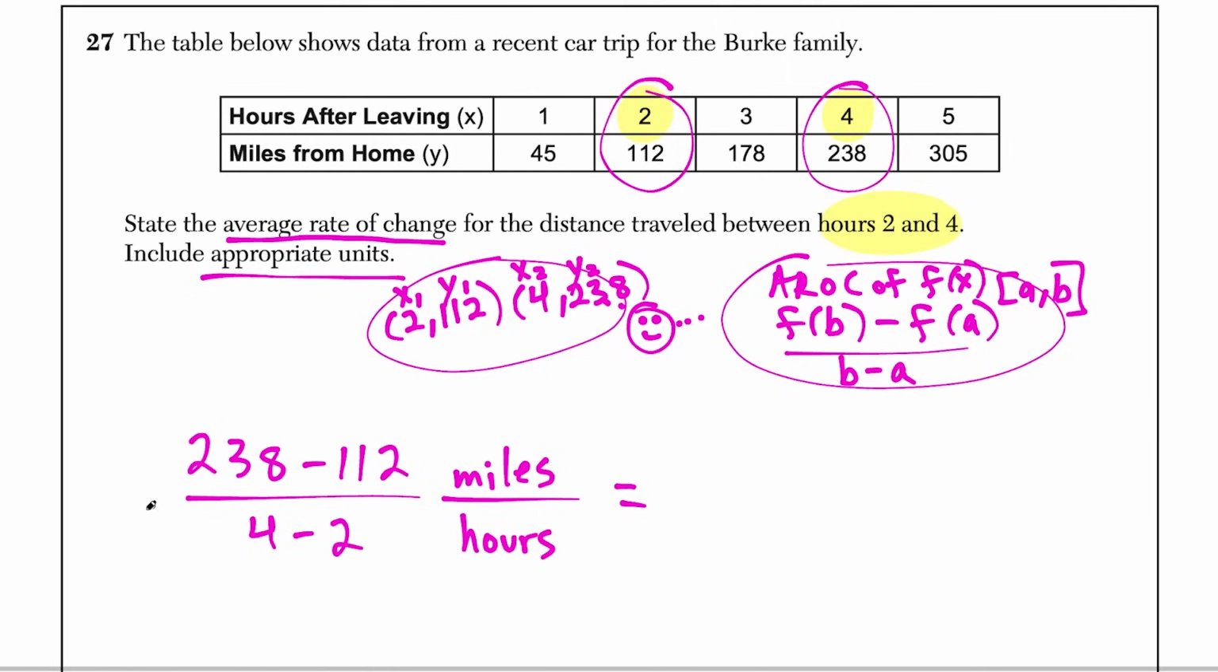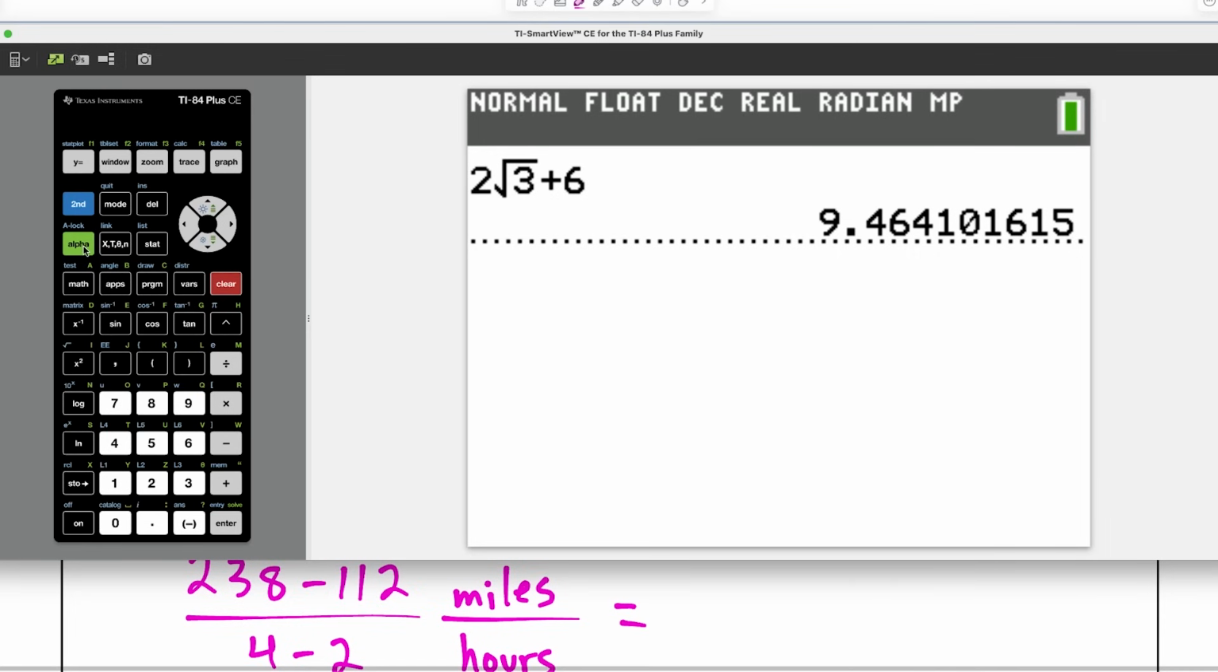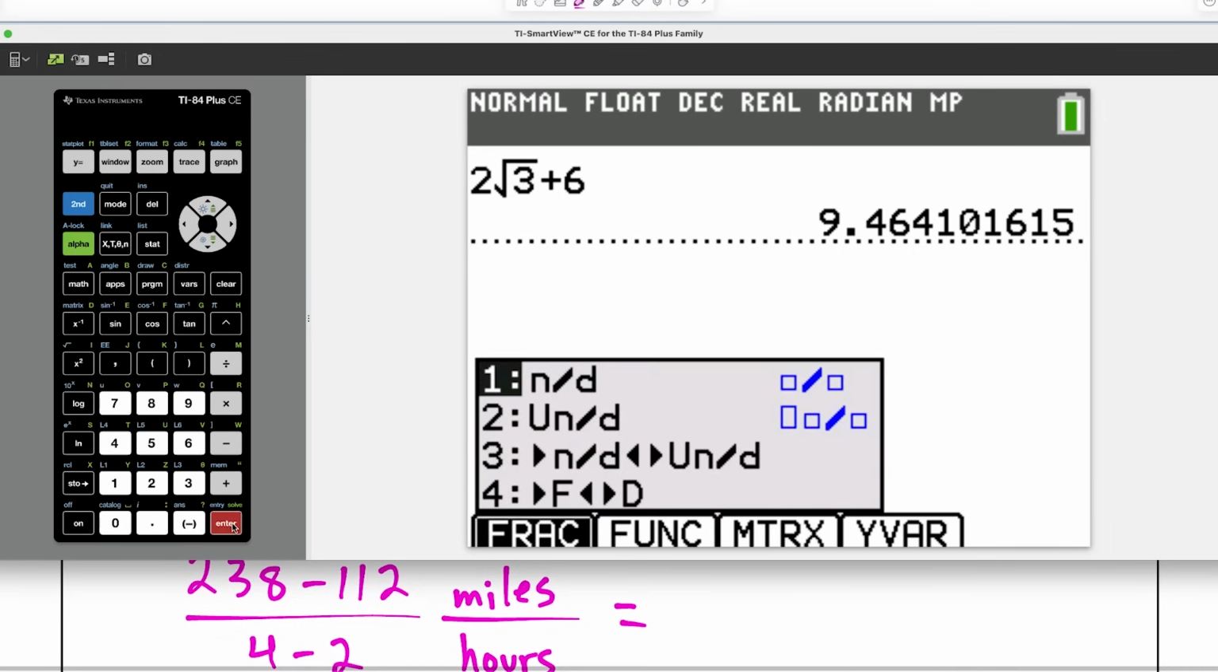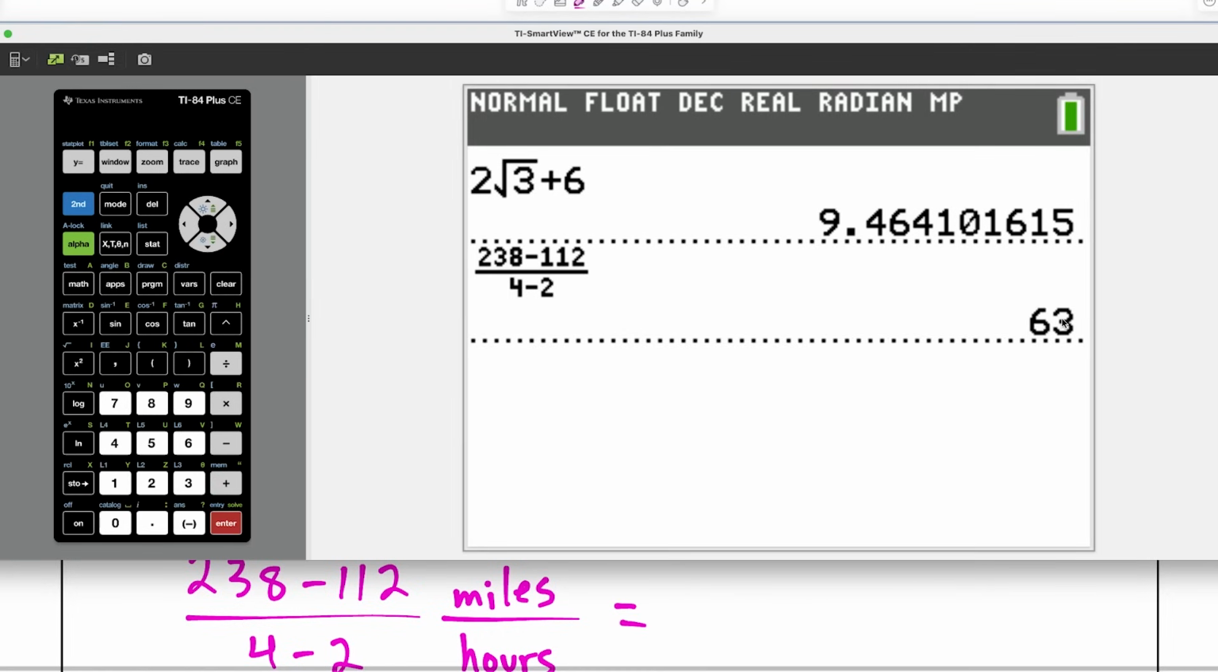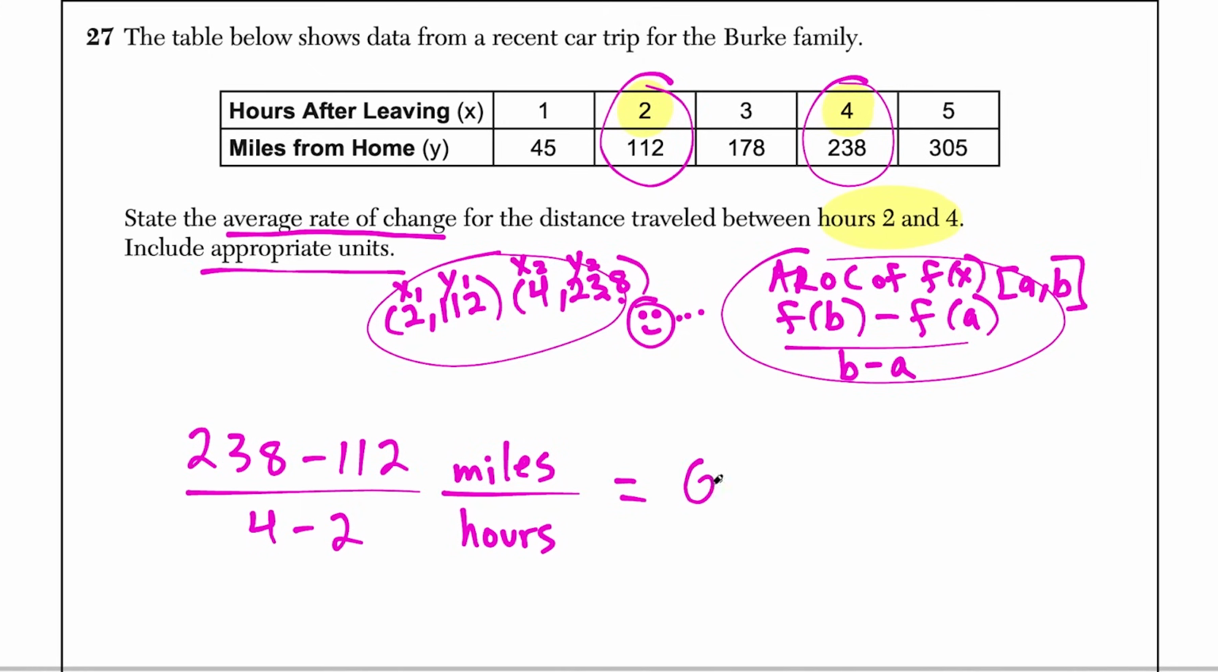And now all we have to do is just simplify this. So we could just type this in. Let's press alpha y equals enter to pull up a blank fraction. And we have 238 minus 112. And we're dividing by 4 minus 2. And we'll pretend we don't know 4 minus 2 is 2. And we're going to get 63. So our final answer here is going to be 63. And then our units are miles per hour. Okay, so we have miles per hour. And this is going to be our answer to question 27.